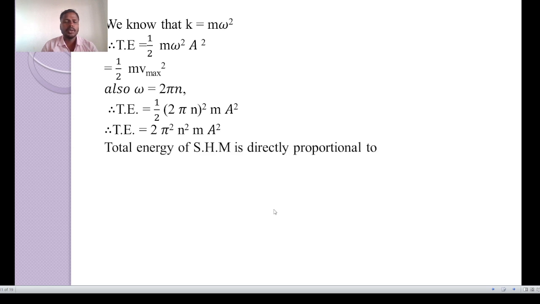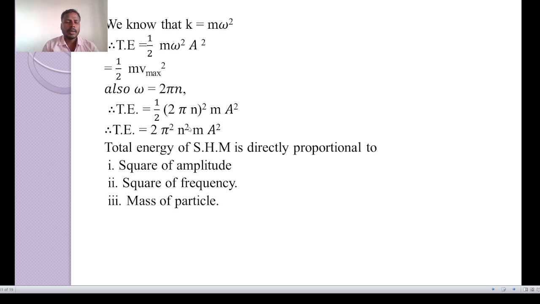That is, the total energy of a particle performing simple harmonic motion is directly proportional to the square of amplitude, directly proportional to the square of frequency, and directly proportional to the mass of the particle.